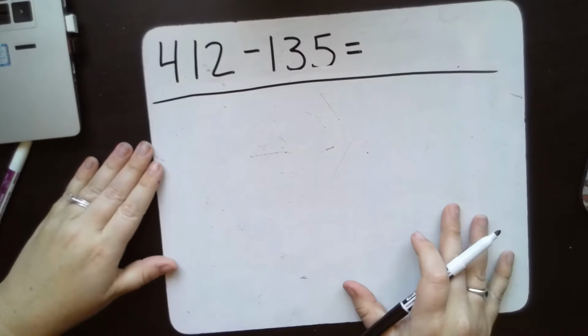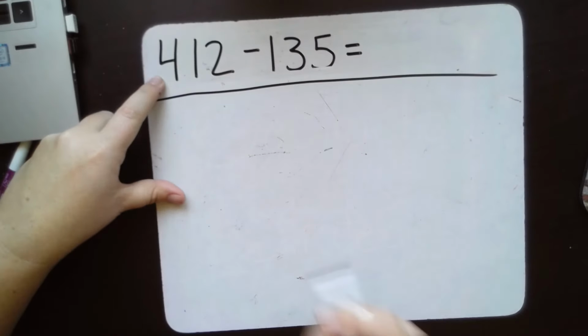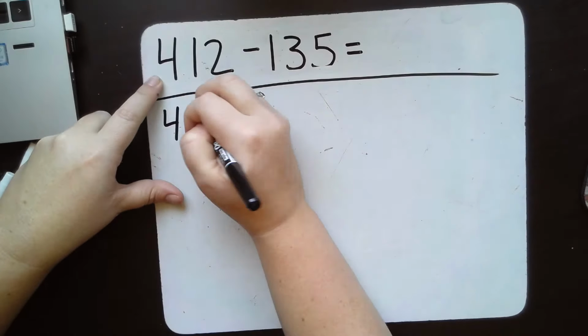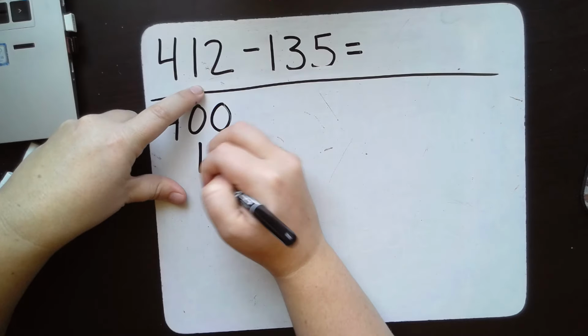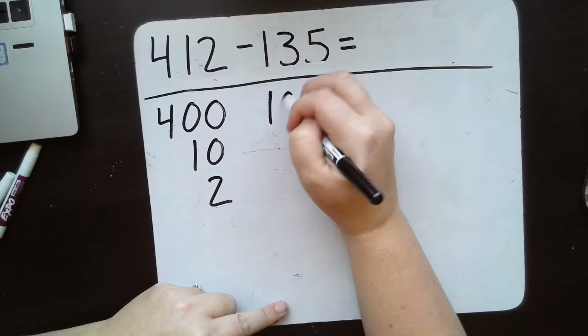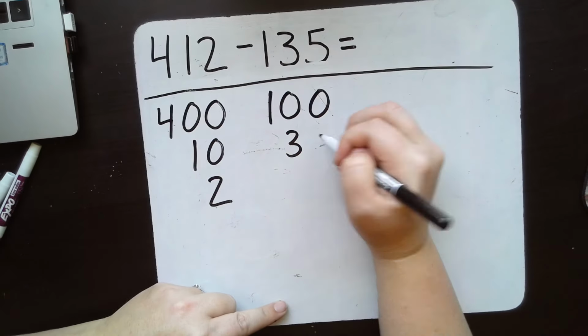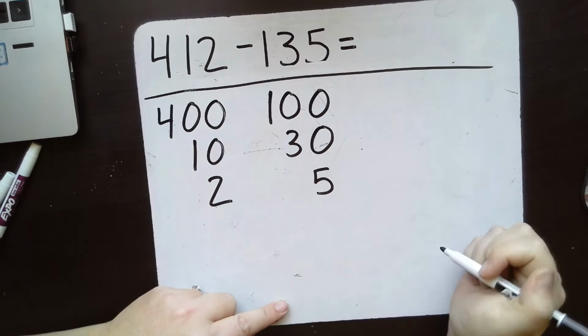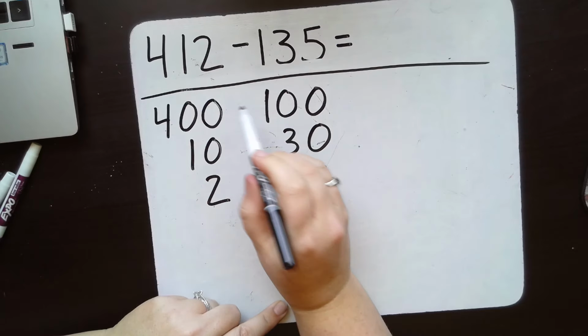So of course we're going to break apart our number. We are going to put down how many hundreds there are, how many tens there are, and how many ones there are. Same thing with this number, how many hundreds there are, how many tens there are, and how many ones there are. Since this is a subtraction problem, we are going to do subtraction.